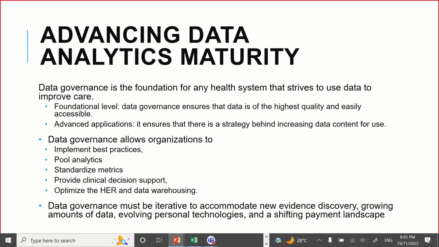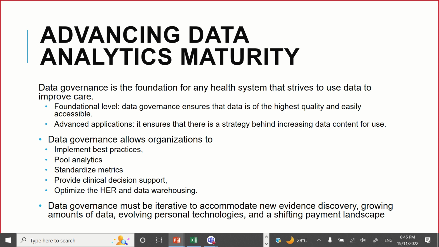And then it says data governance allows organizations to implement best practices. They have a pool of analytics, so they could always come up with the data that's required. They standardize metrics, and this is one of the most important activities. Now, we have several reports going out on the same metric, and if you look at each one of those reports, everyone is reporting something different. So sometimes you would see the ED waiting time is measuring all patients, even those who left without being seen. Sometimes it's excluding those who left without being seen.